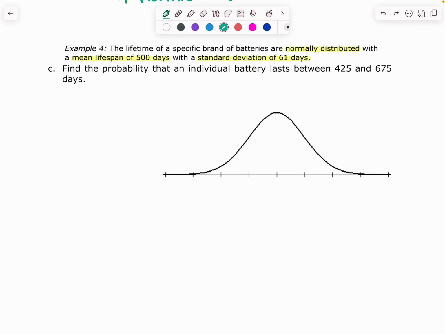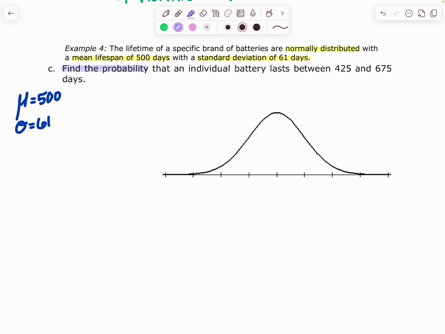Now we're going to look at another situation of finding probability with a normal distribution. So we have the same example. We are looking at the lifetime of a specific brand of batteries that are normally distributed with a mean of 500 days and a standard deviation of 61 days. This example says find the probability that an individual battery lasts between 425 and 675 days.